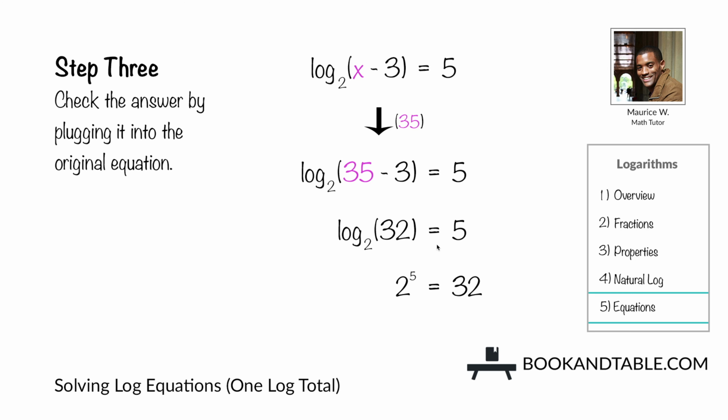How do we confirm this? We want to convert this to exponential form to make sure that this statement is true. So we take 2, raise it to a power of 5, and set that equal to 32. And 2 raised to a power of 5 is 32, confirming that this is the correct value for x, which is 35. So that is how we go about solving logarithmic equations that have one log in the equation.